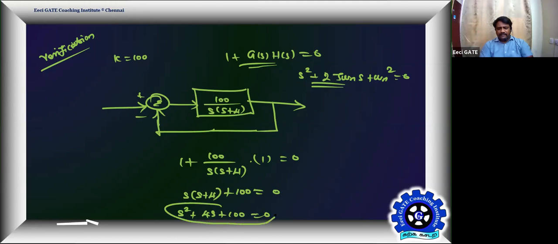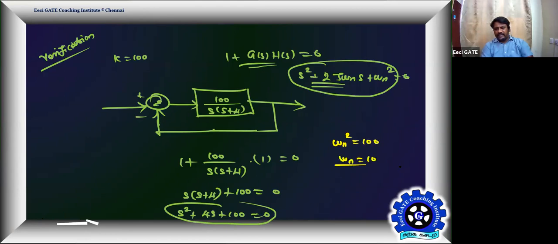Compare this with second order. Now you will decide what is your damping. Tell me what is omega n square there. If given this way, that's how we need to proceed. So comparing these two, yes, omega n square equal to 100. Omega n equal to 10 radian per second. If that is the case, what is 2 zeta omega n? 2 zeta omega n equal to 4.